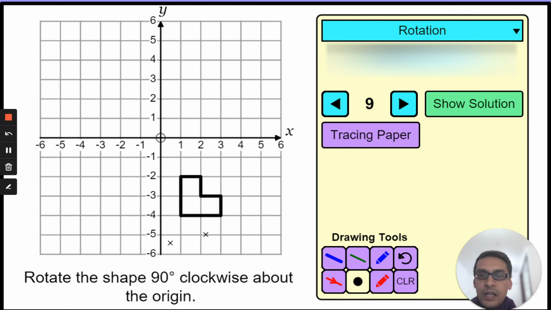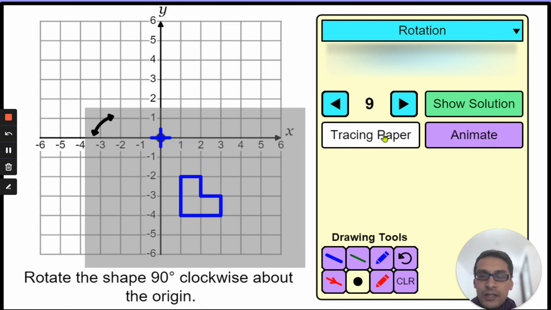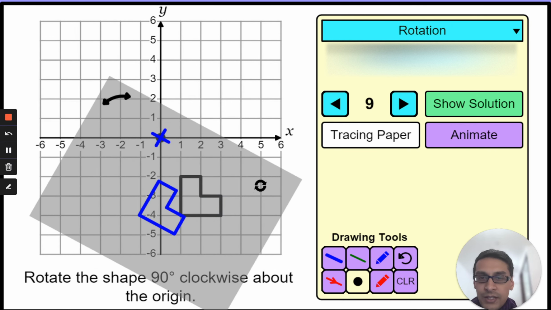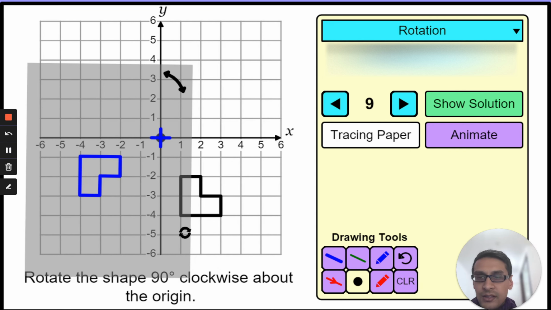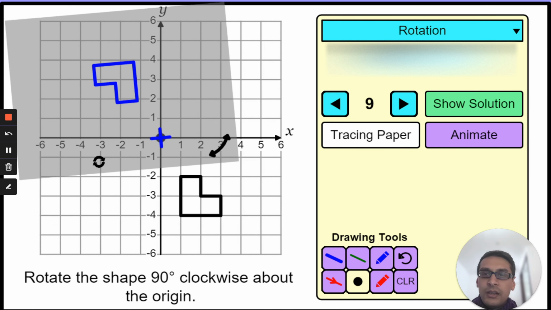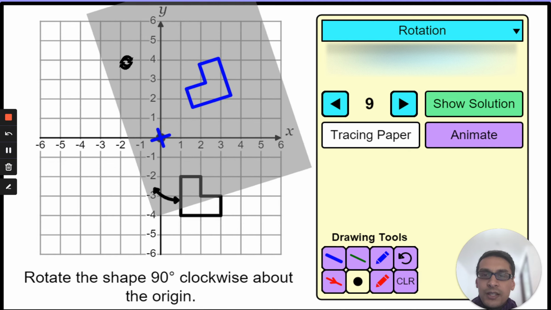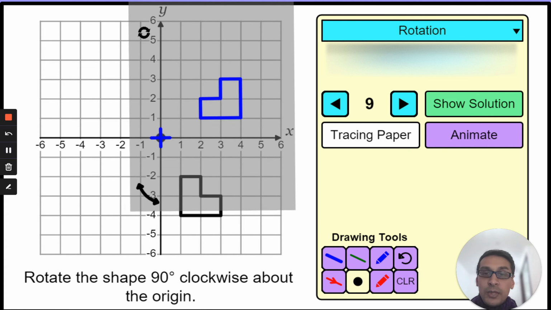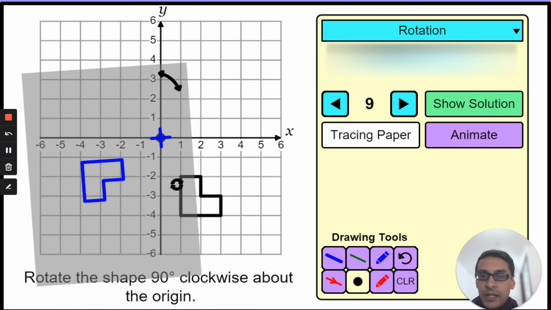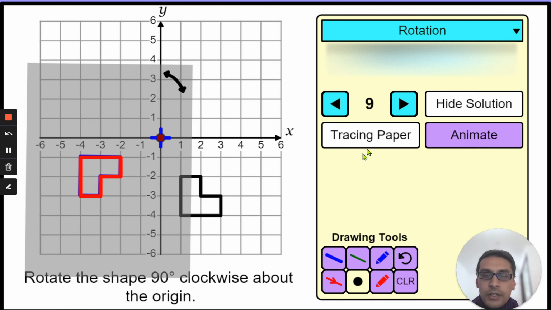Okay, question 9. Rotate 90 degrees clockwise about the origin. Now the origin is 0, 0. So that's your point there. Draw your tracing paper. Put your pencil on that point and then your finger somewhere here, and then rotate the sheet clockwise. So you can see this is going to be 90. That's your answer. If you're asked to do 180, then it would be up here. If you're asked to do 270, it would be up there. Assuming that it's clockwise, of course. So there's your answer for 90 degrees clockwise.